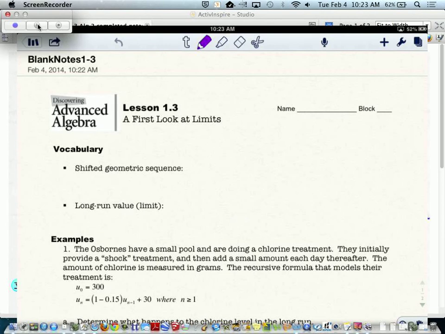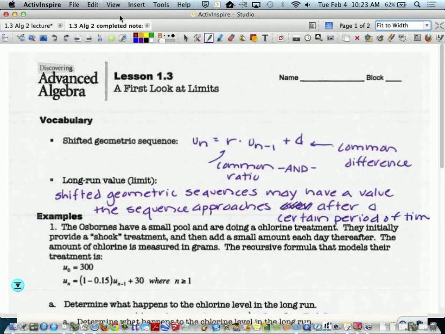So the 1.3 lecture, let's take a look at the notes first. A shifted geometric sequence would be u sub n equals r times u sub n minus 1 plus d. So it's got a common difference and a common ratio in the same problem. At first it probably is confusing because we're doing what looks like a geometric and arithmetic at the same time. But this allows us to do different types of problems.